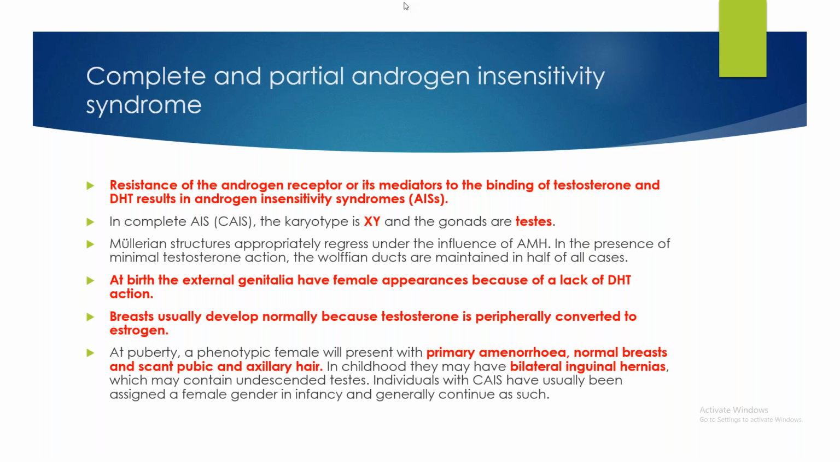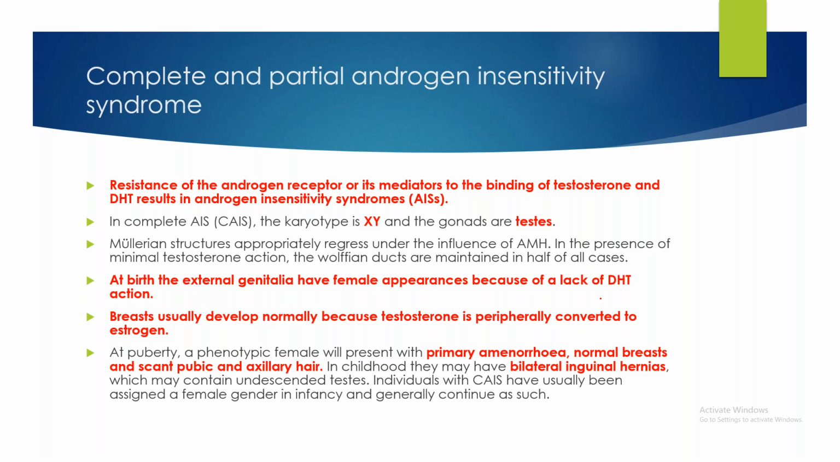The Mullerian duct regresses because there will be AMH secretion, since testes are there. In the presence of minimal testosterone action, Wolffian ducts are maintained in half of the cases. At birth, external genitalia will have a female appearance because there will be no DHT. These receptors could not bind to testosterone, so there will be no conversion of testosterone to DHT, and because of that there will be no external genitalia differentiation. So the external genitalia will be female.